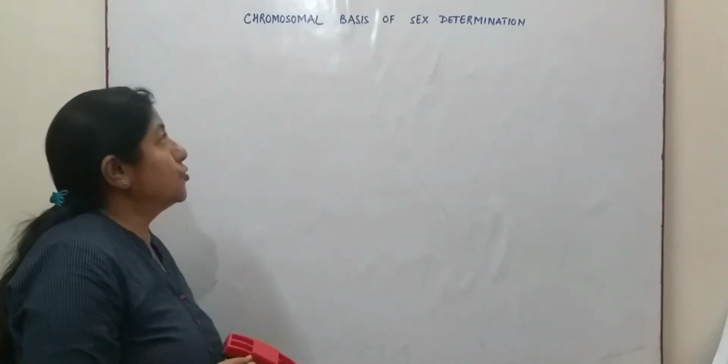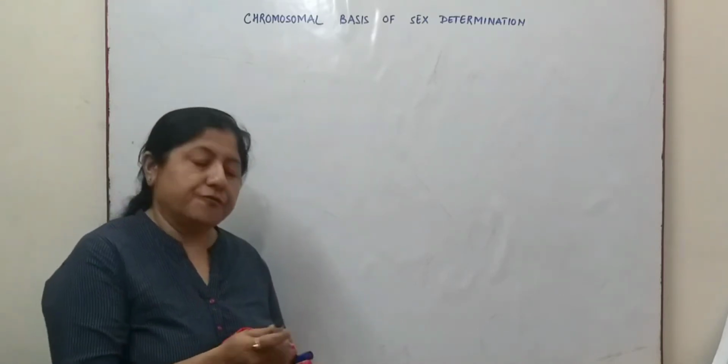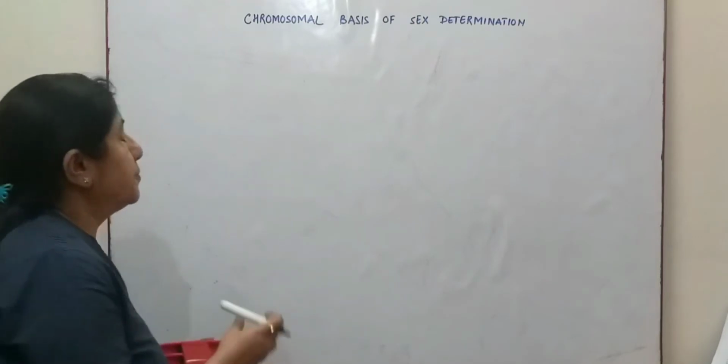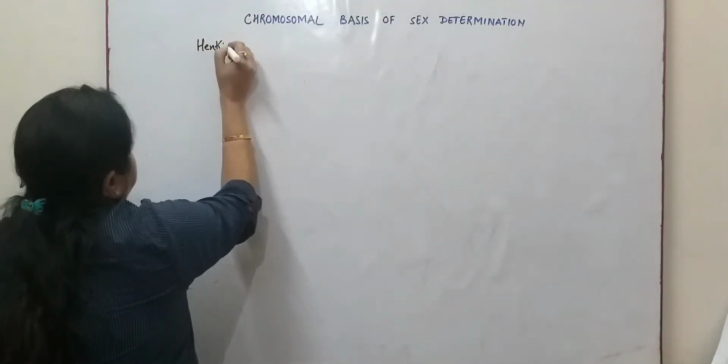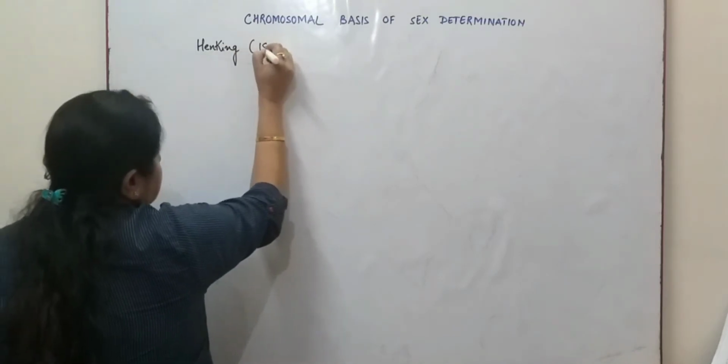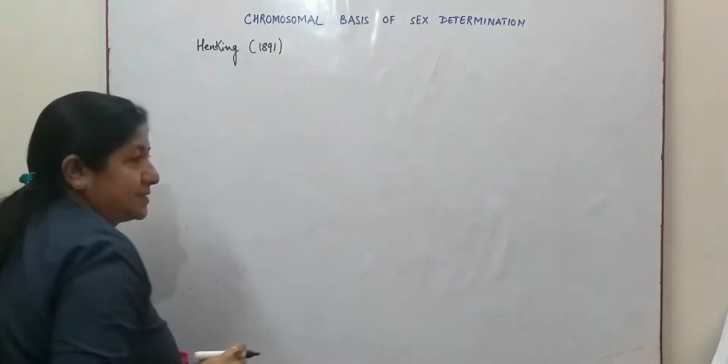In this video, we will study the chromosomal basis of sex determination. The first clue about the role of chromosomes in sex determination came from the experiments performed by Henking in 1891 during his study of spermatogenesis.